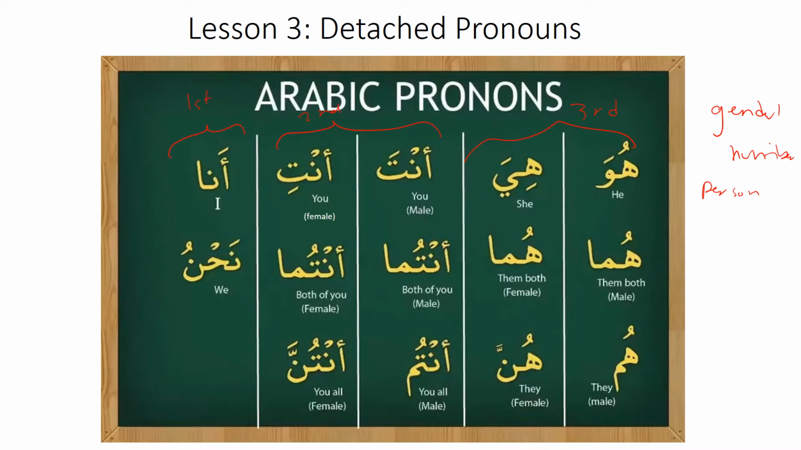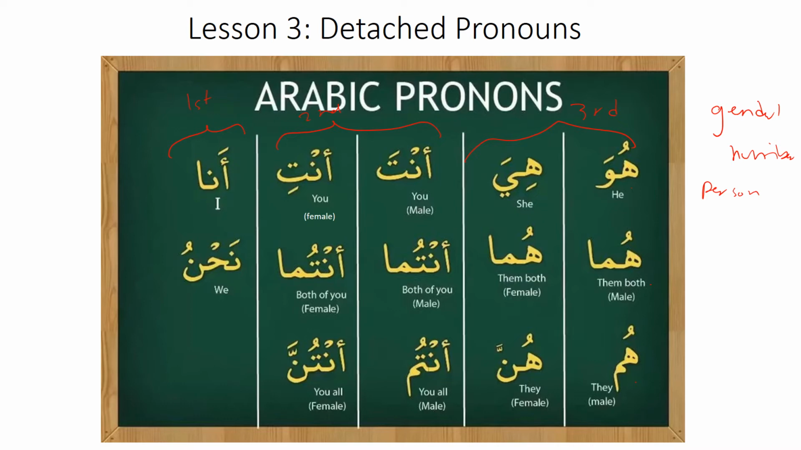So huwa means he, huma means them both, hum means they, and this is all for males. Hiya means she, huma means them both for female, hunna means they for female. Anta means you for male, antuma, you both for male, antum, you all for male, anti, you for female, antuma, you both for female, antunna, you all female. And this is second person. Ana means I, first person, nahnu, we, first person plural, and it can be used for both masculine and feminine.